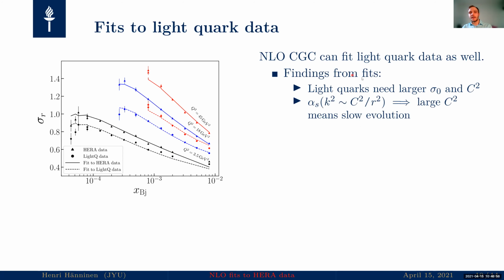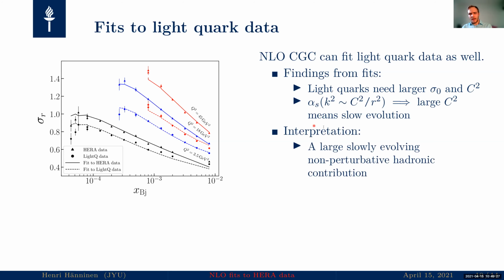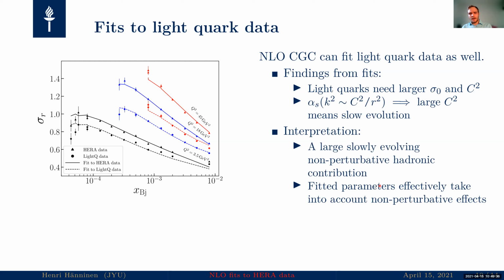And we have some systematic findings from these fits. So the light quarks want a larger target size, which is the sigma zero, and they need a larger C squared. And to help you see how the C squared behaves, it is the scaling between the momentum and position space prescriptions of the running coupling. And this has the effect that the larger C squared slows down the BK evolution of the target. And we interpret this as a large, slowly evolving non-perturbative contribution in the data, and that the fit parameters effectively take into account these effects.